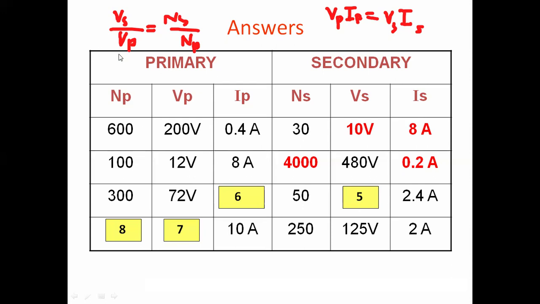We will apply Vp over Vs is equal to Np over Ns. So this part will come, that is 12 volt, and then we will apply Vp Ip is equal to Vs Is. Okay, so voltage is stepped down and current is stepped up. 8 and 7, that is the last question of this. And what appears? Primary current is 10 ampere and secondary current is 2 ampere. Means the current is stepped down.